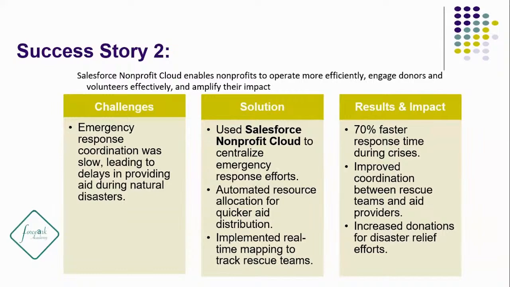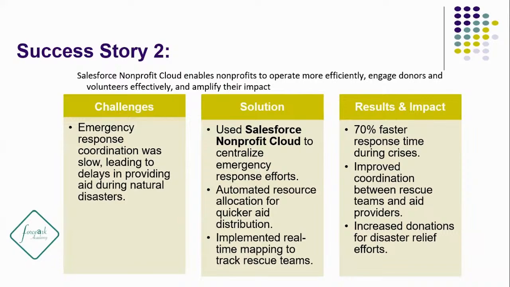The second success story is from one of the nonprofit organizations. The challenge they were facing was that emergency response coordination was slow, leading to delays in providing aid during natural disasters. So this story is about how disaster relief has been improved.